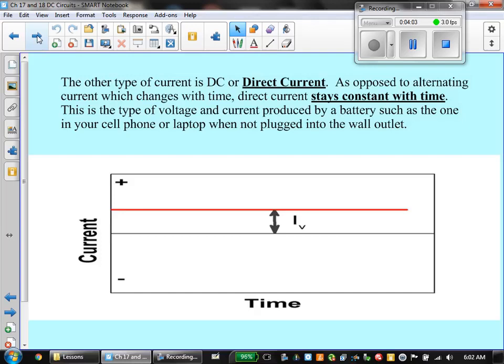DC is what we are most familiar with. Almost everything we have runs on DC. So your iPhone runs on DC, your computer runs on DC. And that just means the voltage and the current stay constant. It's there or it's not there.